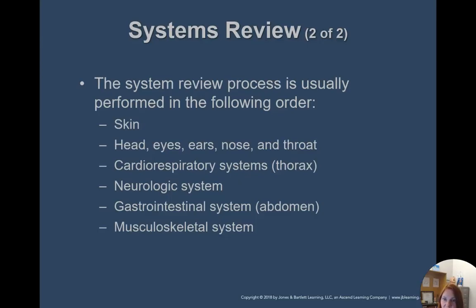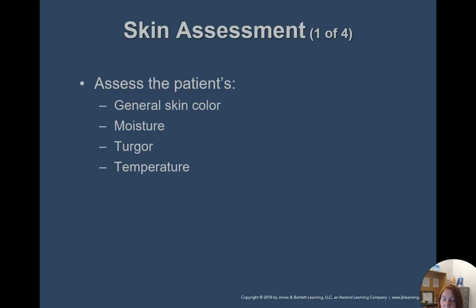So start with the skin, then move on to the head, the eyes, ears, nose, and throat. From there, focus on the thorax, both the cardiac and respiratory. After that, shift to the neurological system, then the abdomen for GI assessment, and finish with the musculoskeletal system. This flow makes it less likely that you're going to skip something, and it builds a logical picture from the outside in.